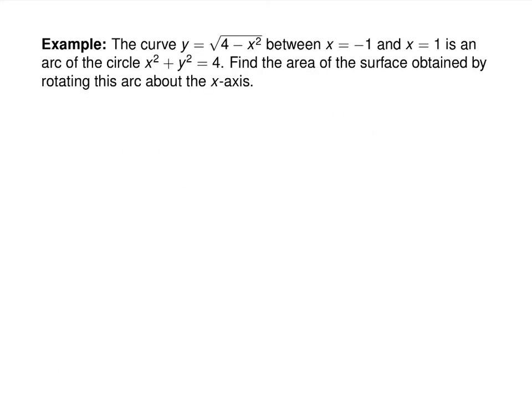Suppose the curve square root of 4 minus x squared between negative 1 and 1 is rotated about the x-axis. This is a part of a circle of radius 2.